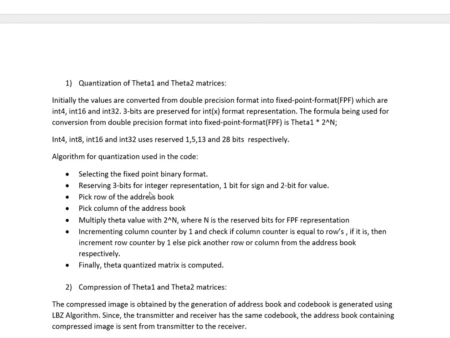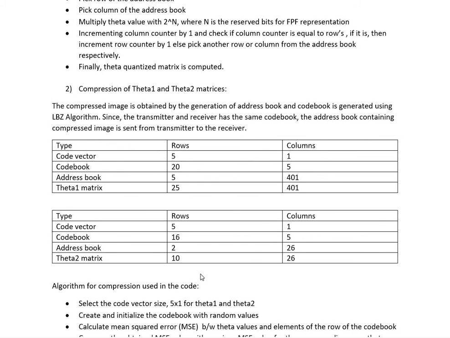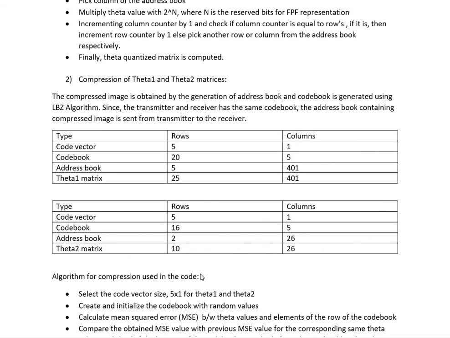First we select the fixed point binary format, and we follow many steps such as reserving 3 bits for integer representation, picking the row and column of the address book, and multiplying the theta value with 2 to the power n. This is the basic quantization algorithm that I use in this code. Finally, at the last step we compute the theta quantized matrix, and in the next step we compress the theta 1 and theta 2 matrices from the quantized matrix.